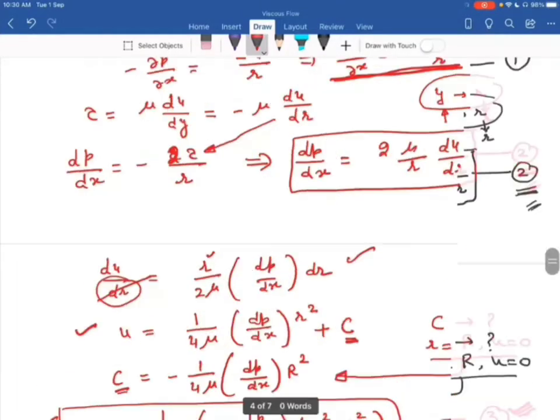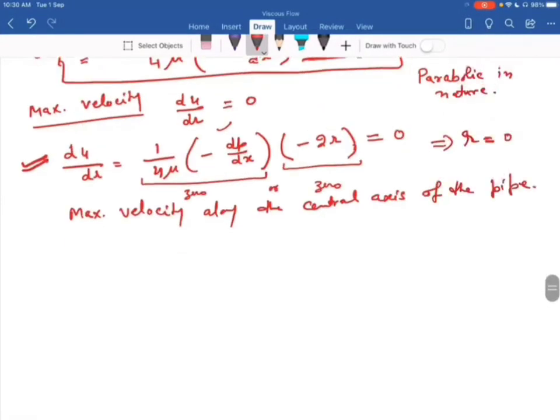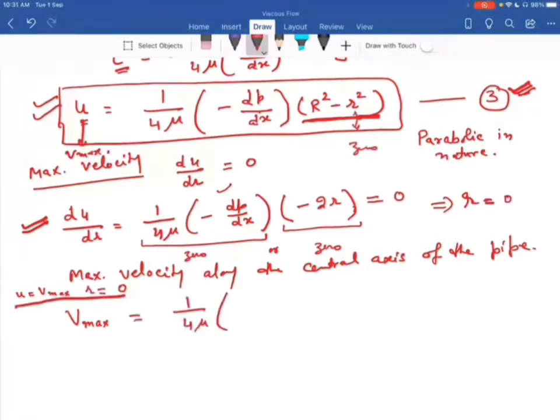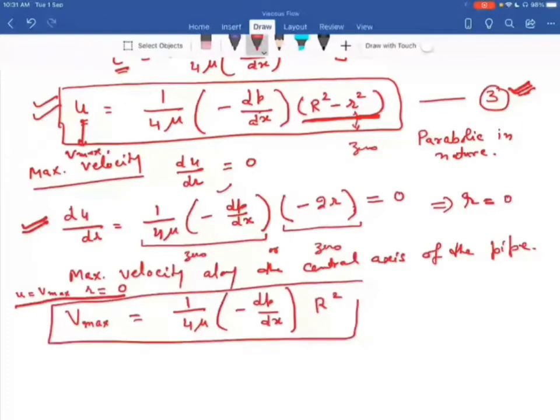Now you can find out the formula for Vmax from equation number 3. So u becomes equal to Vmax when r equal to 0. Vmax equals 1 upon 4 mu, minus dp by dx, into capital R square. This is equation number 4.